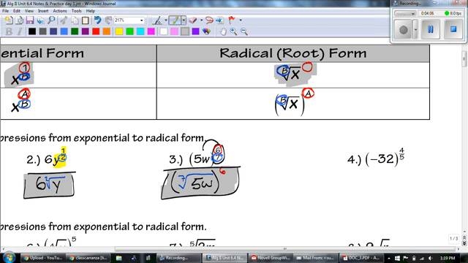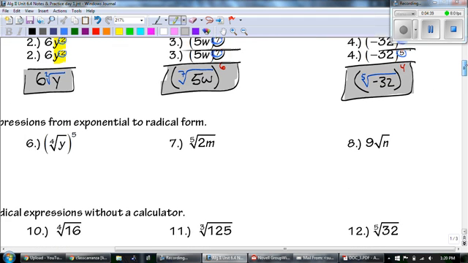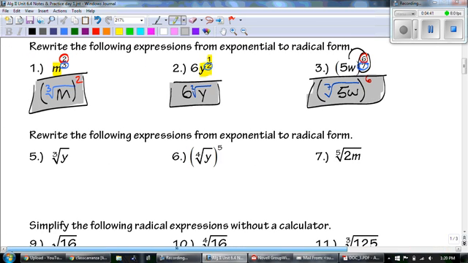And then number 4, if it's a negative in parentheses, that means down here it's going to be a negative 32. Okay. We're doing the root. So there's a 5 there. I put everything in parentheses, and then the exponent is to the 4th power. And that's it. So all we did was rewrite it. Okay, we're just following the pattern. That's all we have to do.